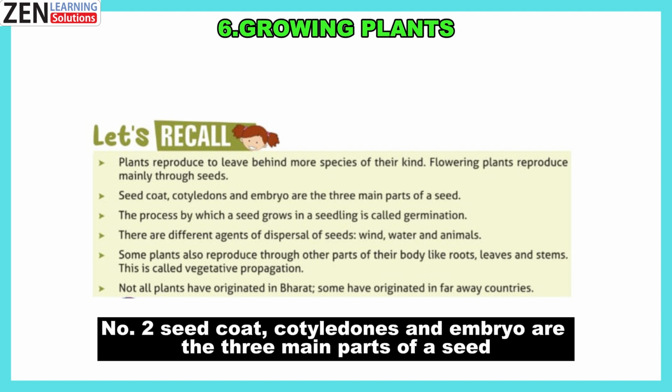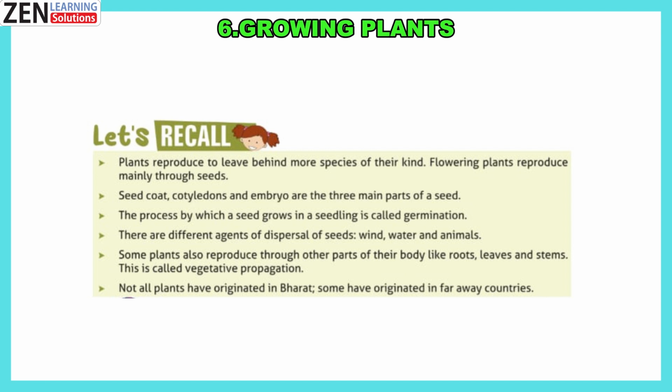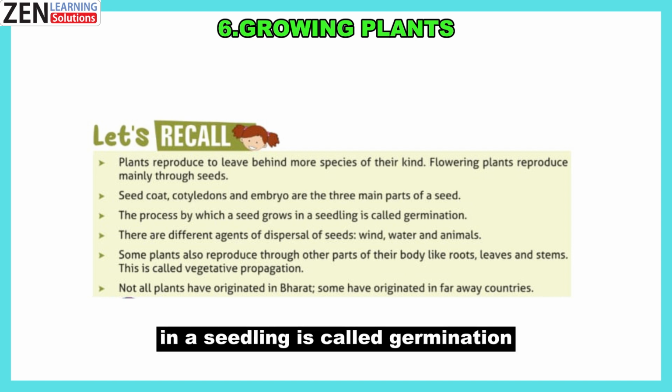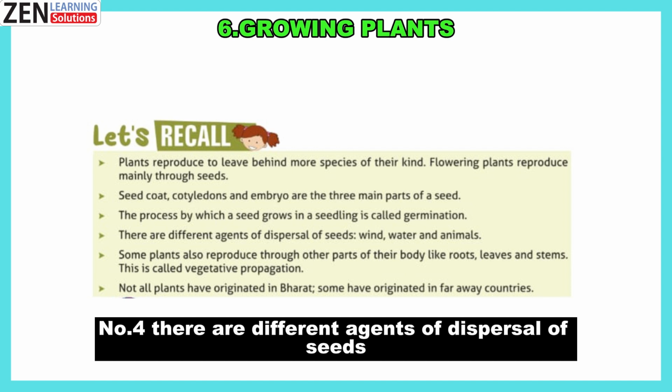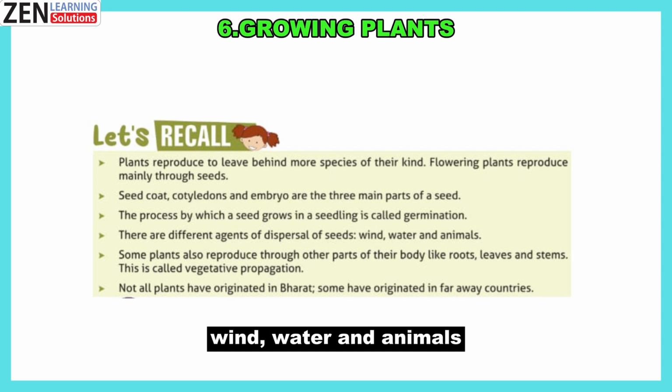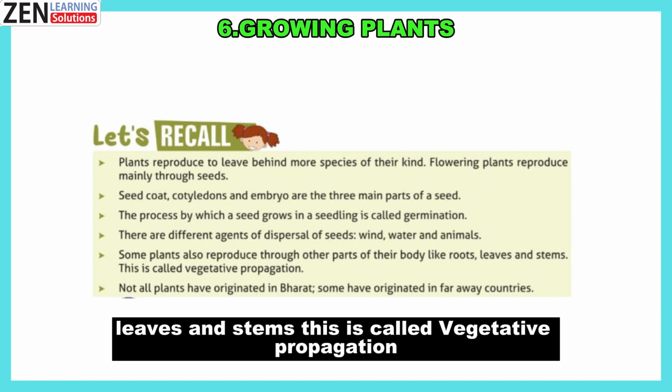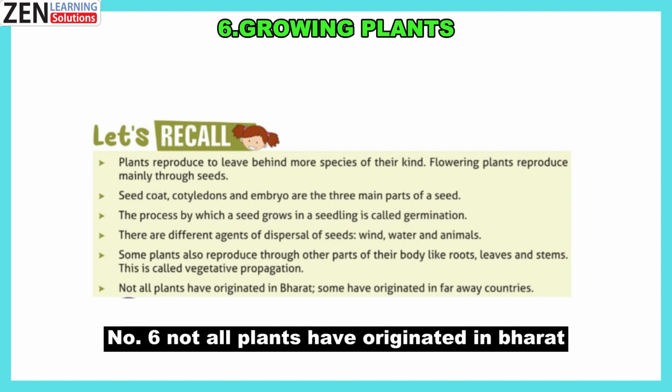Number 2. Seed coat, cotyledons, and embryo are the three main parts of a seed. Number 3. The process by which a seed grows into a seedling is called germination. Number 4. There are different agents of dispersal of seeds: wind, water, and animals. Number 5. Some plants also reproduce through other parts of their body like roots, leaves, and stems. This is called vegetative propagation. Number 6. Not all plants have originated in Bharat. Some have originated in far-away countries.